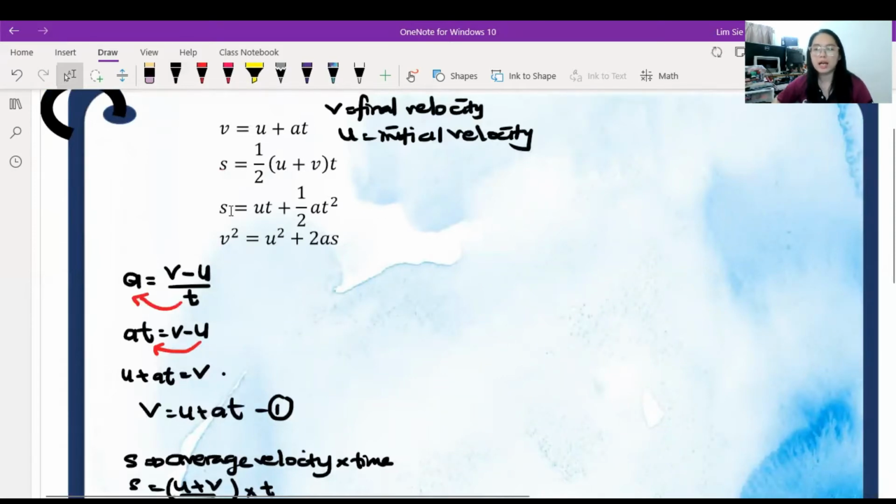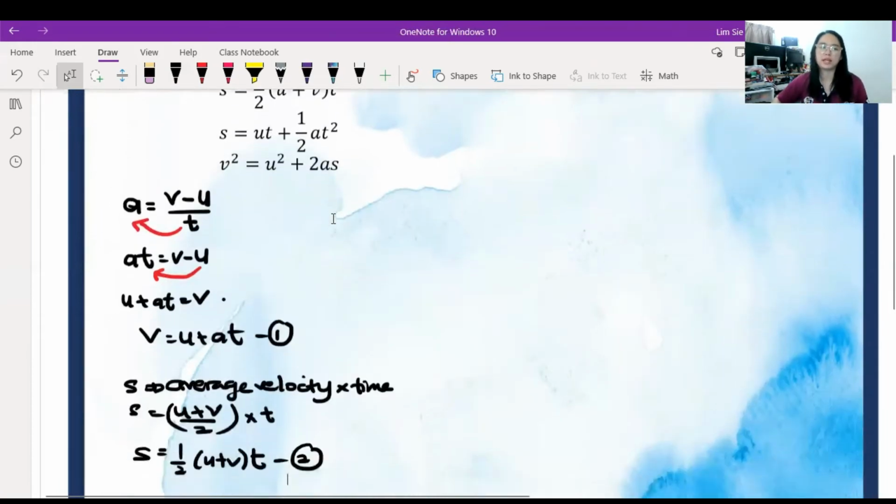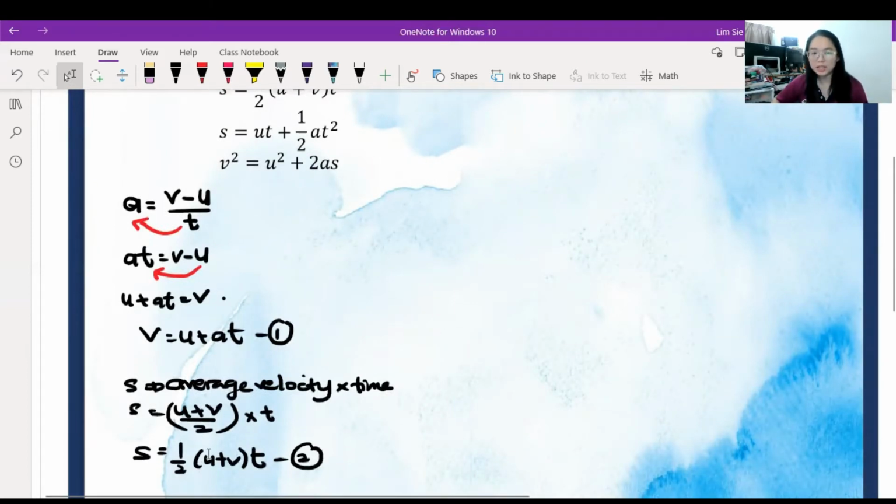Next, I have to derive the third equation, which is S is equal to UT plus 1 over 2 AT squared. How do I get that? From the second equation, I have T there. For the first equation I also have T there, so no problem. But the first equation does not have S. In the third equation, I do not need V in there. So what I can do is use the first equation and substitute it into the second equation.